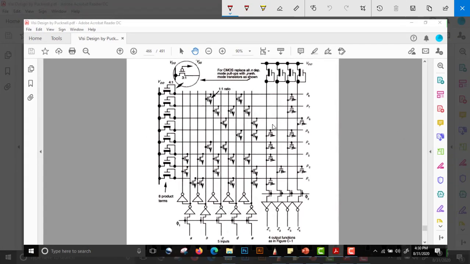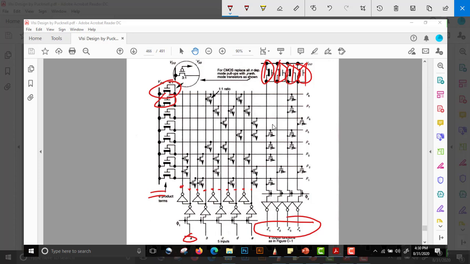See, each row is connected to VDD, which provides the product terms, and each column is connected to VDD, which provides the sum terms, and the sum terms are actually our outputs. Now, in the row we have A here and A bar here. This is A bar, this is A, this is B bar, this is B, this is C bar, this is C, this is D bar, this is D, this is Z bar, this is Z.